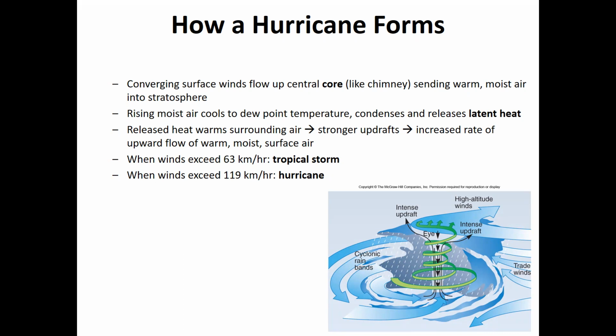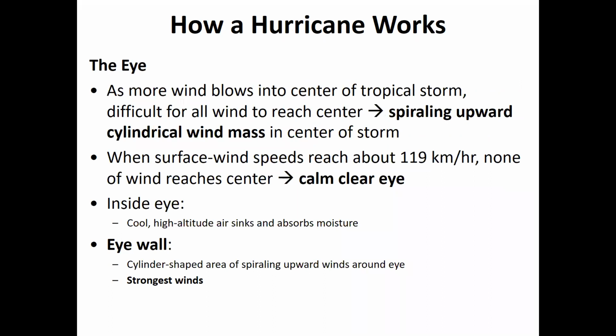And so this tropical depression then transitions into a tropical storm once the wind speed exceeds 63 kilometers per hour. And then the tropical storm is recategorized as a hurricane when the wind speeds exceed 119 kilometers per hour. Such an arbitrary number, right? 119 kilometers per hour. Why?